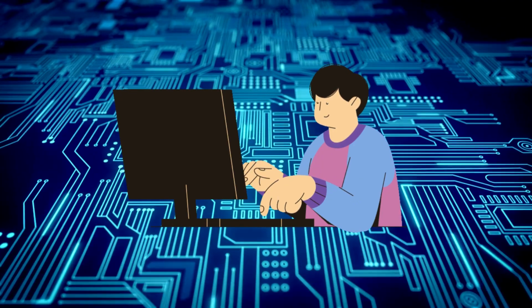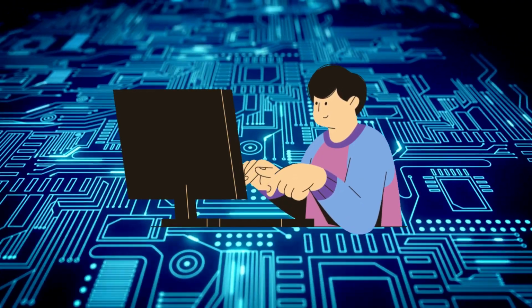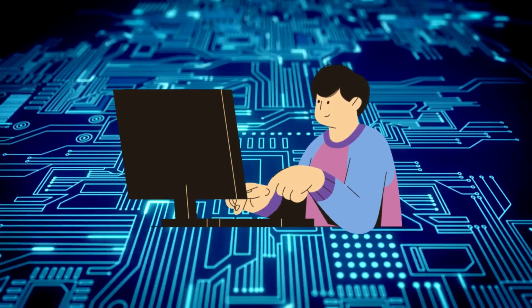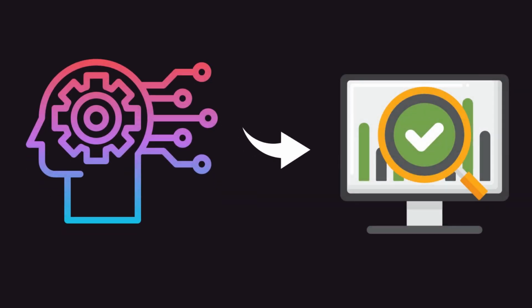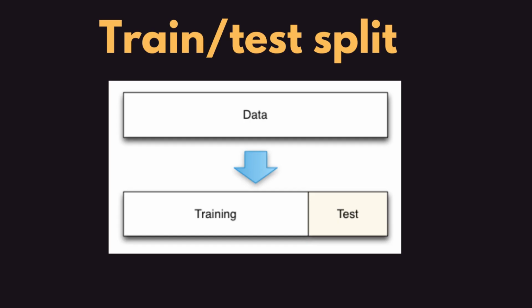If you have ever worked with machine learning, you know how important it is to have a good model that can accurately predict outcomes. But how do you know if your model is actually any good? One way to test your model is by splitting your data into training and testing sets.